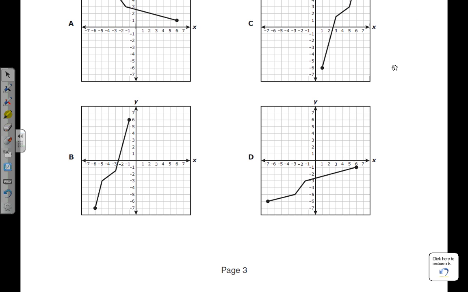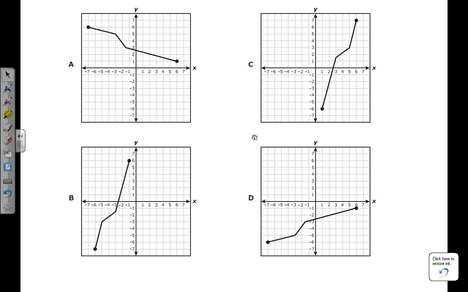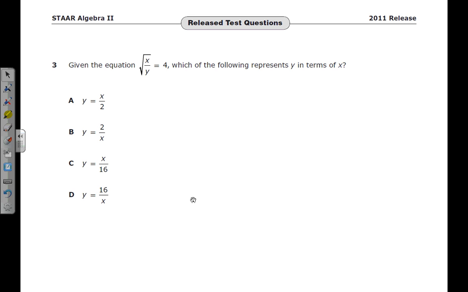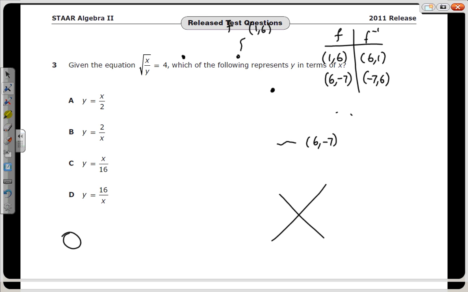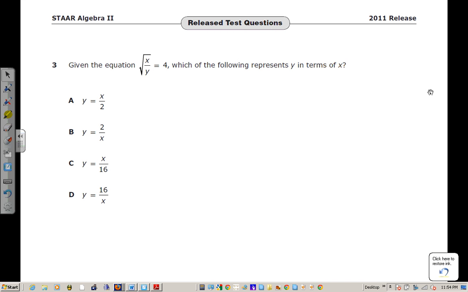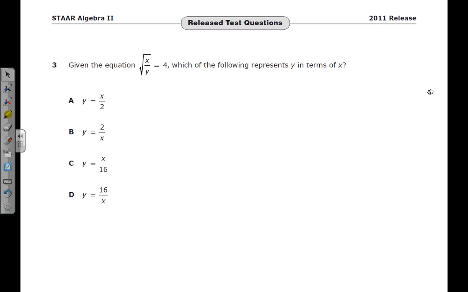All right, and when you look at the other ones, you can clearly see that they're not the options that you want. All right, let's move on to question number 3. It says, which of the following represents, given the equation square root of (x over y) equals 4, which of the following represents y in terms of x?